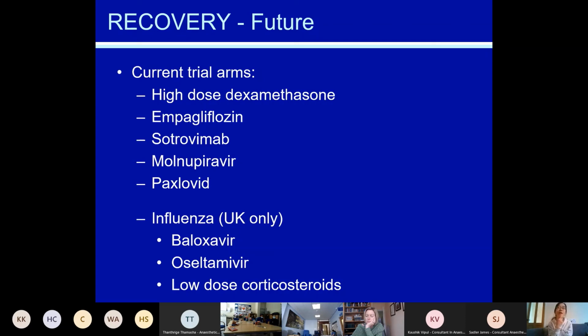Empagliflozin, I can't say it, and then the antivirals, which have already been approved for use in early COVID, but the RECOVERY trial is looking at their use in hospitalized patients, so patients who, by definition, have more severe disease. And they've also started studying the effect of different treatments in influenza, because there is a prediction, and we can see already that there's now more influenza coming into hospital because of the reduced transmission over the last 2 years.